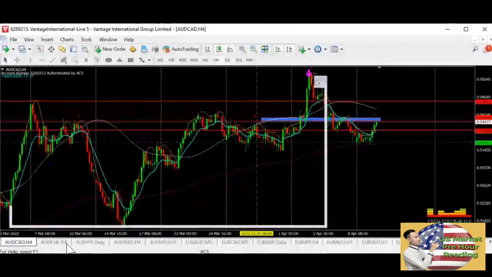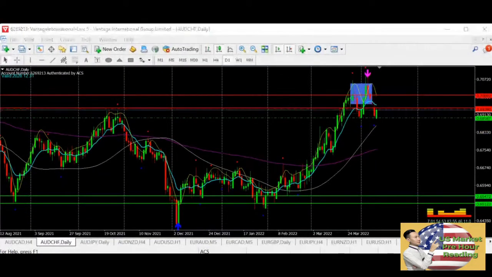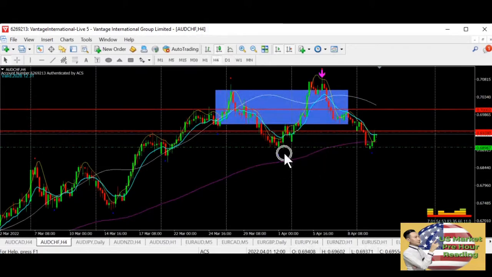Let us move on to Aussie franc. Aussie franc tentatively is also hitting on the support, the same support here. The support is here, the support is here. I would say the support was here and it has become here. Now it is still continuing with the buying push.